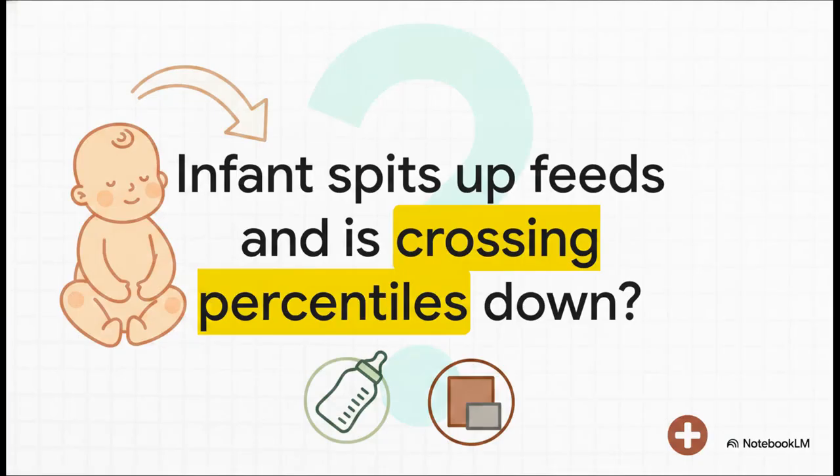A 2-month-old infant spits up formula after every single feed and is crossing percentiles downward on the growth chart. How do you manage this? Start proton pump inhibitors or use thickened feeds? Crossing percentiles down means failure to thrive, shifting this straight to pathologic GERD. If the infant was just a happy spitter with perfectly adequate weight gain, then you'd offer positional therapy and reassurance.